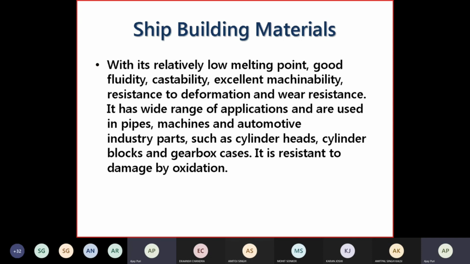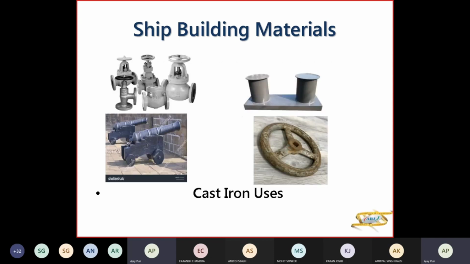With this relatively low melting point, good fluidity, castability, excellent machinability, resistance to deformation, and wear resistance, you can use it in pipes, machines, automotive parts, cylinder heads, cylinder blocks, gear cases, and it is resistant to damage by oxidation. Here you can see the valves are prepared with cast iron. The bits on your ship are made of cast iron. These cannons are made of cast iron. The valve wheels are made of cast iron.